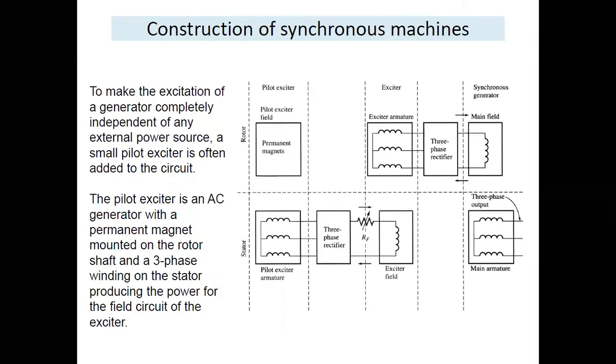To make the excitation of the generator completely independent of any external power source, a small pilot exciter is often added to the circuit. The pilot exciter is an AC generator with a permanent magnet mounted onto the rotor shaft and a three-phase winding onto the stator, producing power for the field circuit of the exciter. This is very common nowadays.